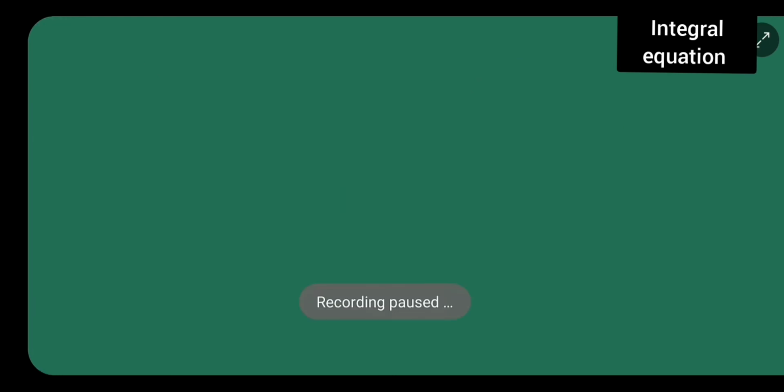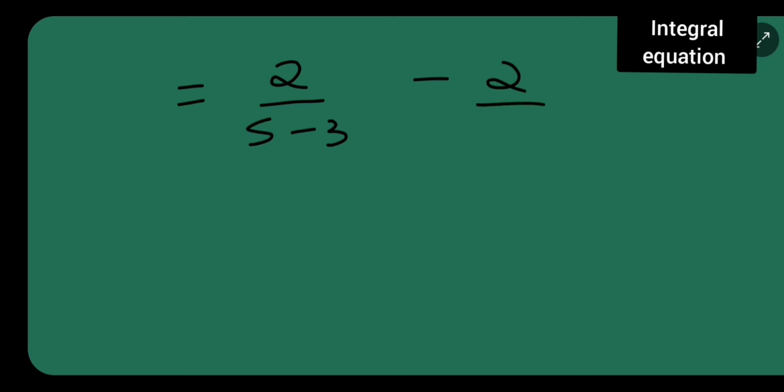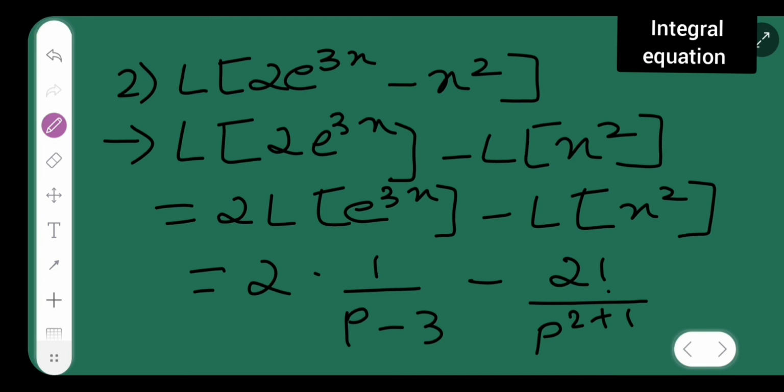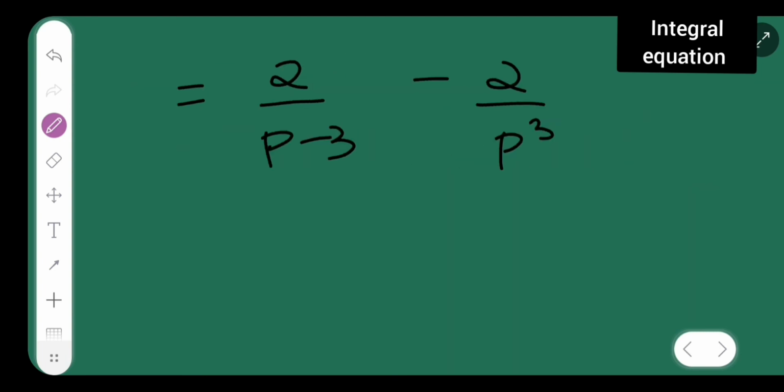So what is my final? That is equal to 2 upon p minus 3, minus 2 upon p raised to power of 3, I'm getting, okay? Now let me do the other example, one more example.